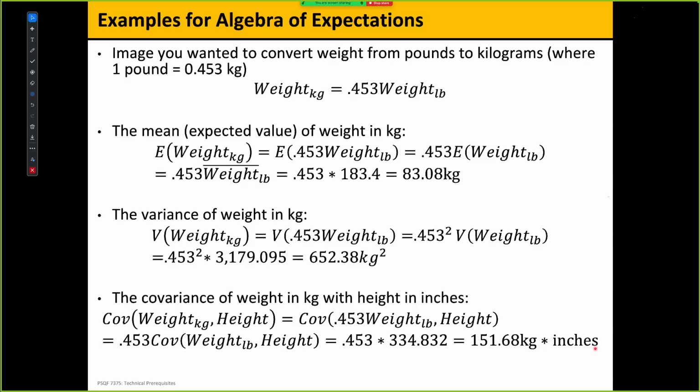Covariance divided by standard deviation. So the covariance of x and z divided by the standard deviation of x times the standard deviation of z. Covariance is in kilogram inches. The standard deviation of x is in kilograms. The standard deviation of z is in inches. The units cancel, and we're left with a number that ranges between -1 and 1 that's unitless, but it's understandable.